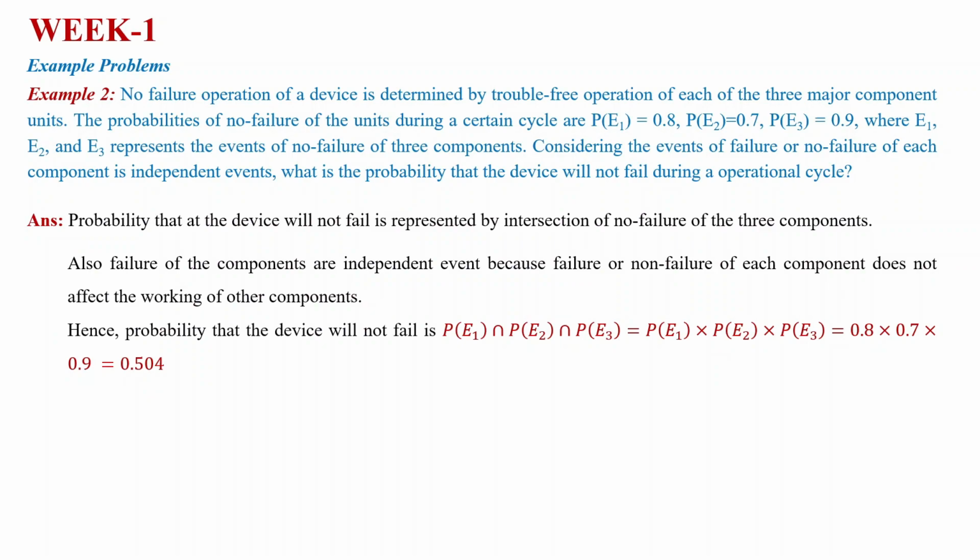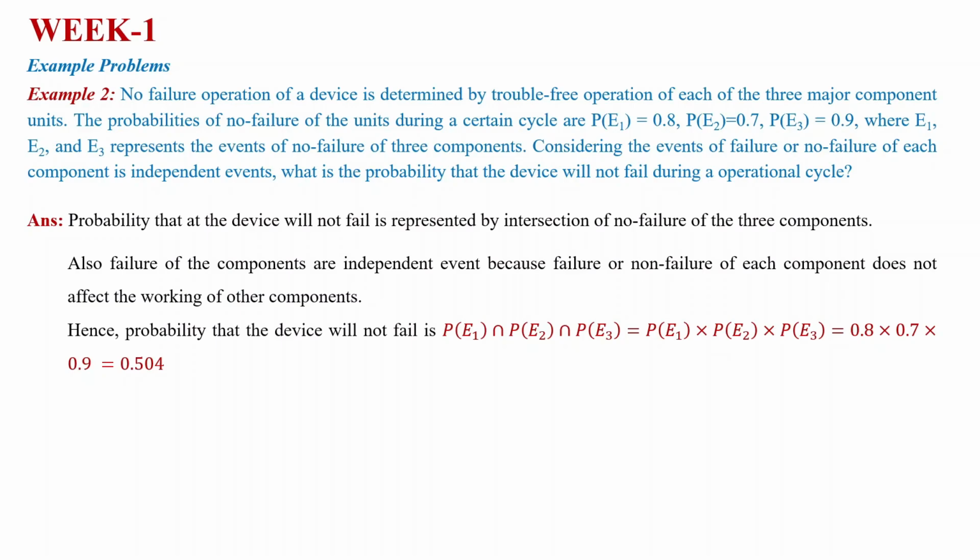So it is a very low probability that the device will work. To get a better probability, the manufacturer has to make the device such that the probability of no failure of the components increases. Suppose P(E1) equal to 0.99, P(E2) equal to 0.99 and P(E3) equal to 0.99, then the probability of working of the device increases significantly.